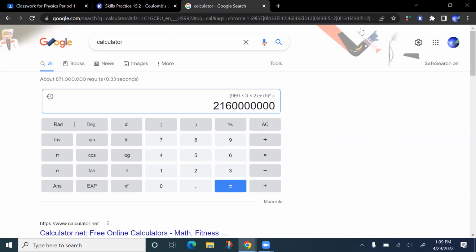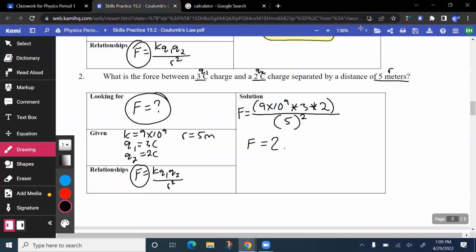We get 2,160,000,000. Moving the decimal from the far right all the way in between the 2 and the 1, we get 2.16 times 10 to the 9th power. Again, why the 9th power? Because you had to move the decimal 9 times to get it between the 2 and the 1.